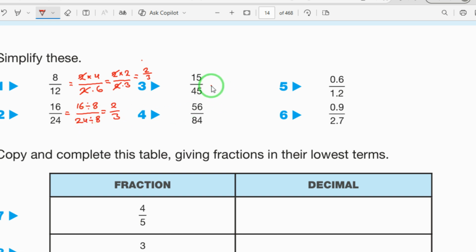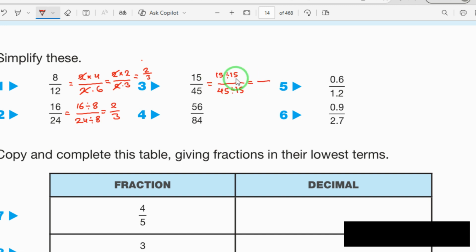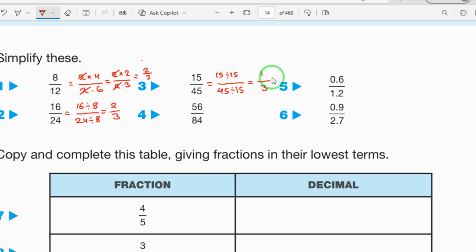Come to question number 3. Here we can write 15 divided by 15. In the denominator we can write 45 divided by 15. 15 divided by 15 gives us 1, because 1 times 15 is 15. And 45 divided by 15 gives us 3. 3 times 15 is 45. So the answer is 1 over 3, or 1/3.